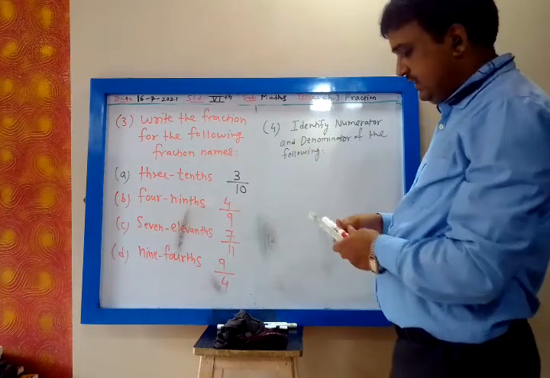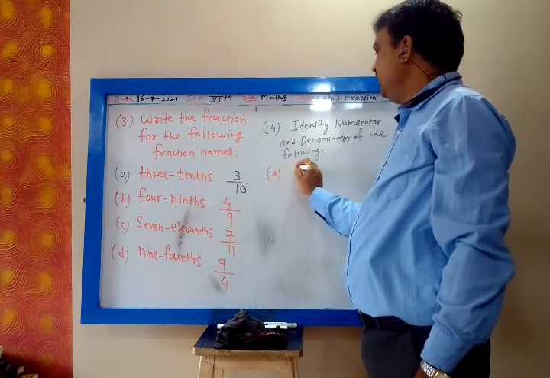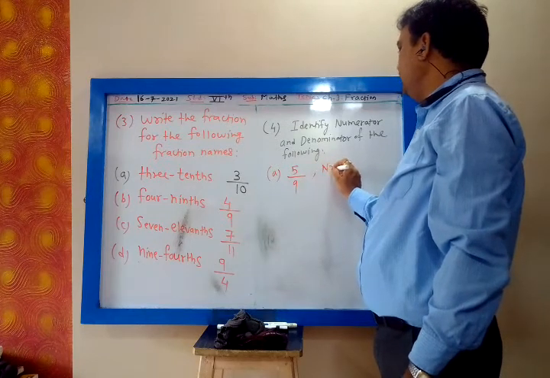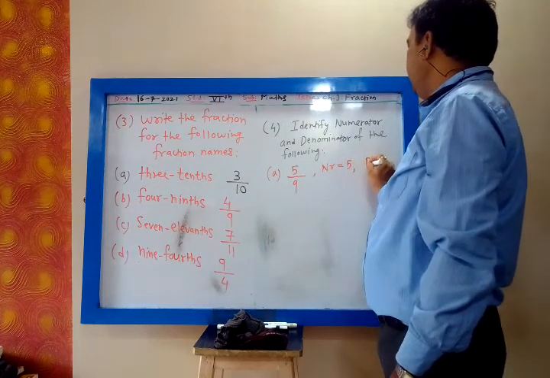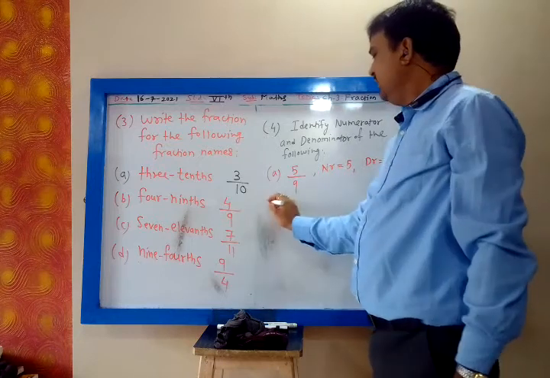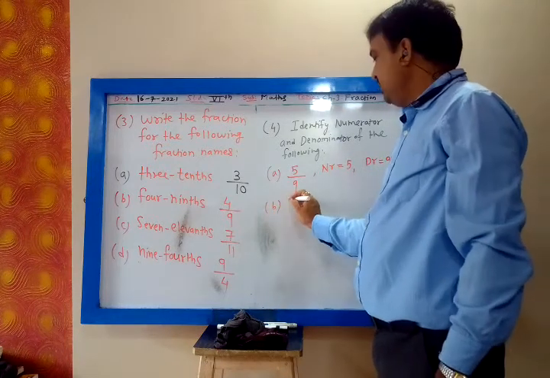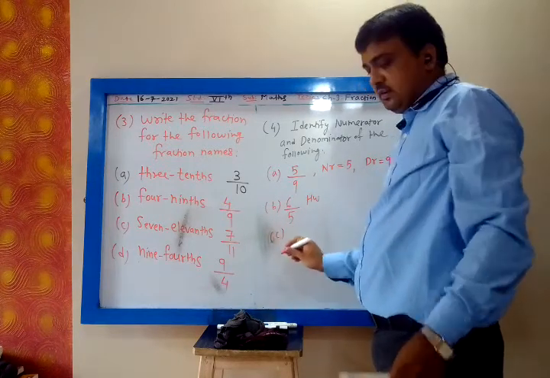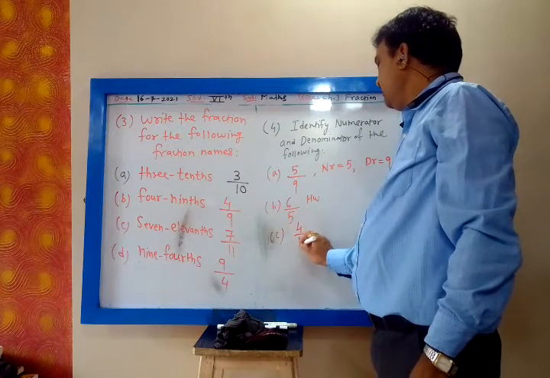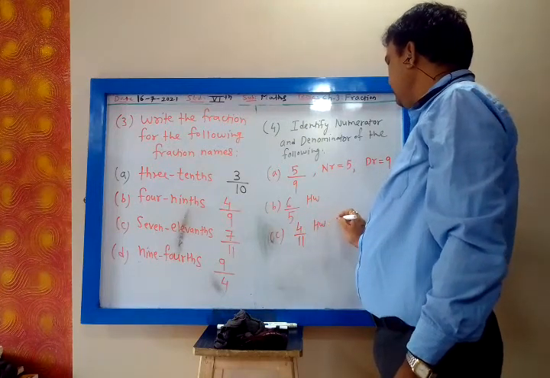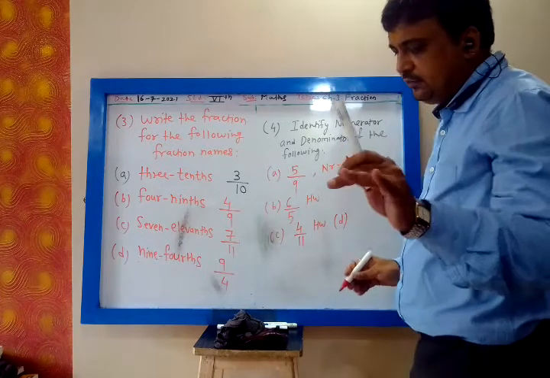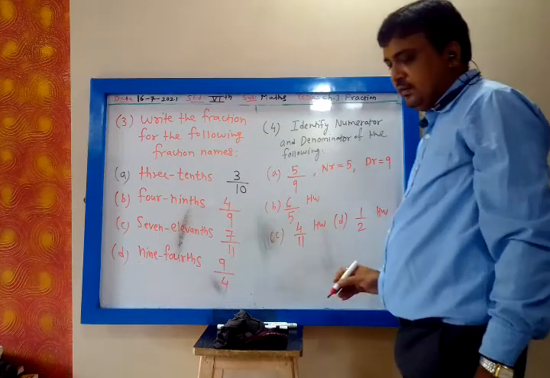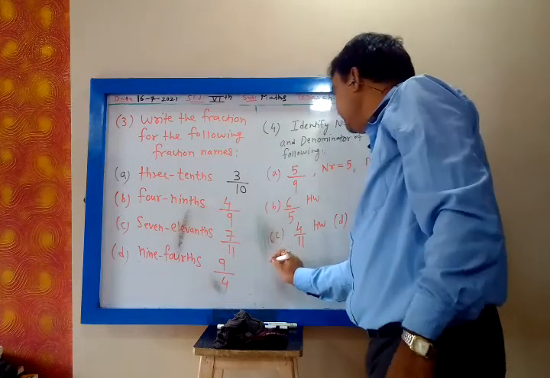So first it is 5/9. My upper part is numerator. So I will write NR means numerator is 5 and DR means denominator is 9. Okay. So B part, 6/5, homework. D, 4 upon 11. You write numerator full. You can write short form. I will accept it. No problem.